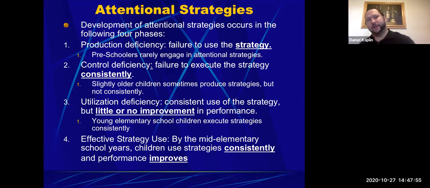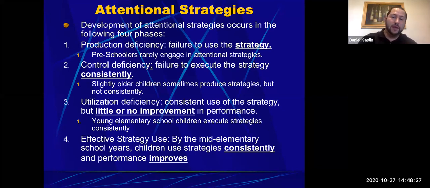All right, so that's one problem. Then you have control deficiency. So now you use the strategy, but you're not using it consistently. So sometimes you use it, sometimes you don't use it. So as you get older, you start to use it more. So preschoolers rarely use strategies for attention. As you get a little bit older, slightly older children tend to use it a little bit more, but they have what's called control deficiency.